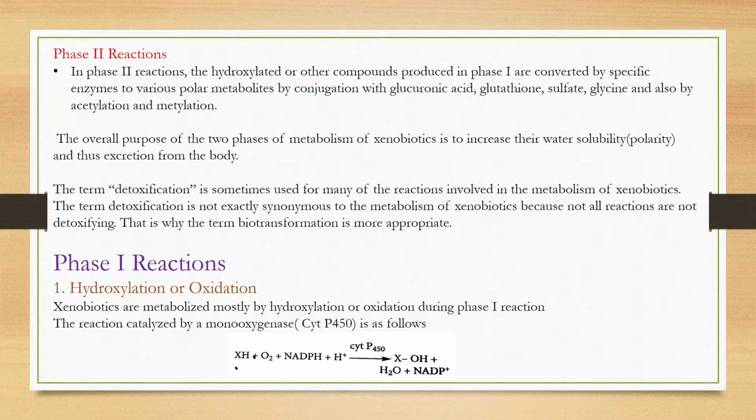In phase 2 reactions, the hydroxylated or other compounds produced in phase 1 are converted by specific enzymes to various polar metabolites by conjugation with glucuronic acid, glutathione, sulfate, glycine, and also by other mechanisms like acetylation and methylation. The overall purpose of the two phases of the metabolism of xenobiotics is to increase their water solubility, that is polarity, and thus excretion from the body.